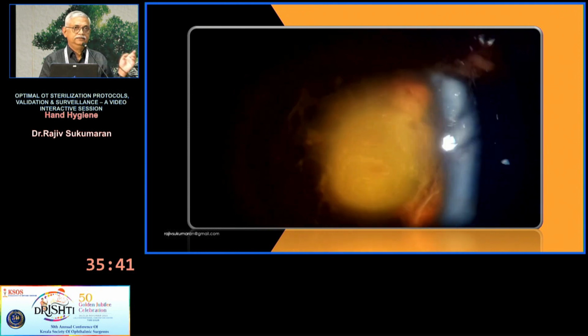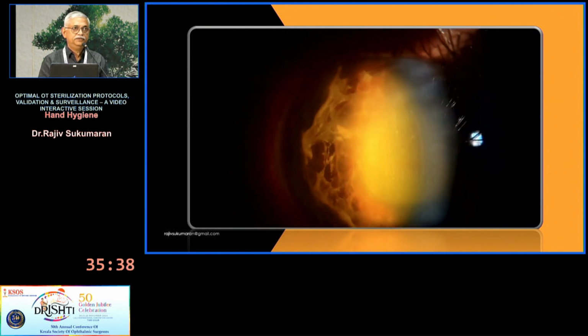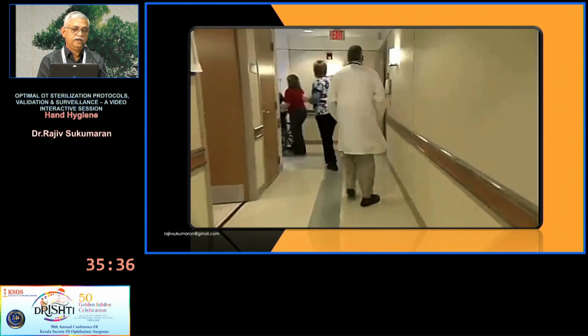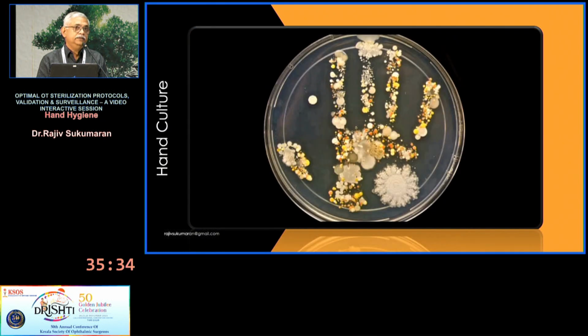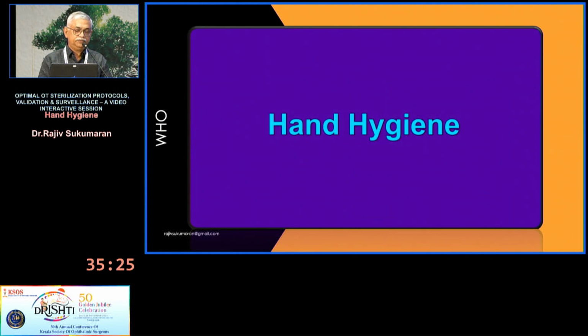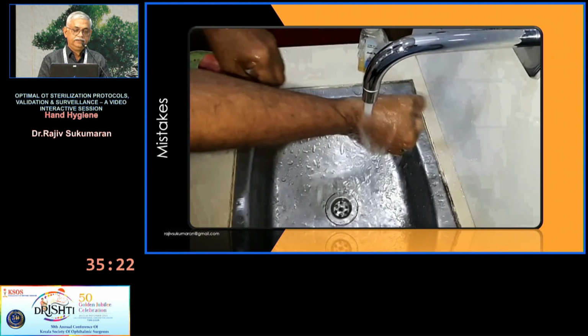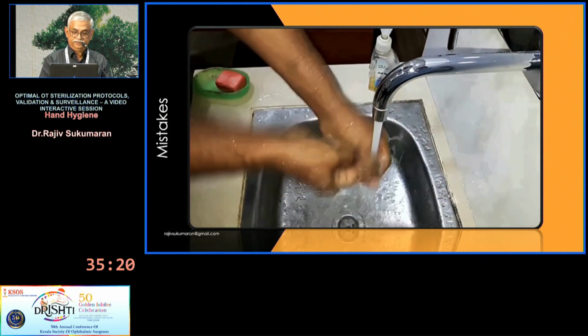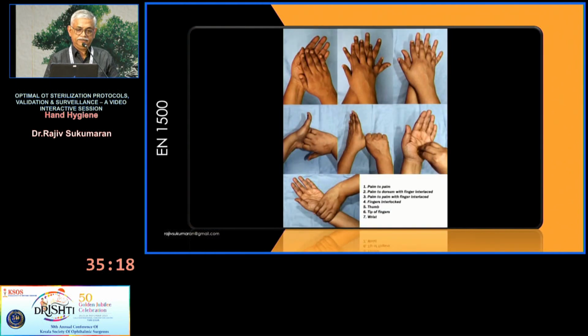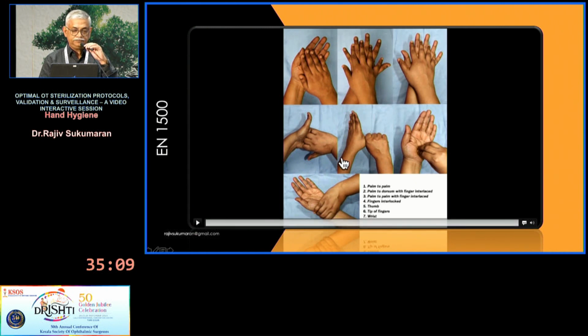And this is post-op endophthalmitis. Definitely we don't want to see this. So hand hygiene is very important. This is the culture from a relatively clean hand. It looks like this. So hand hygiene is very, very important. And a simple hand wash like this is not enough. So we need to follow all the steps described by the European norm 1500. These are the steps we need to follow.